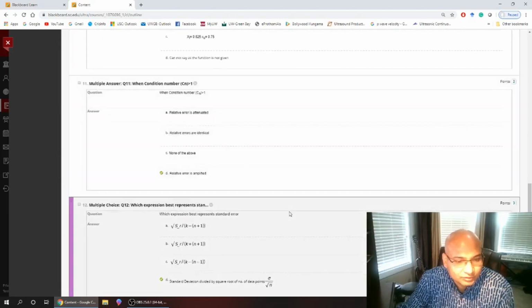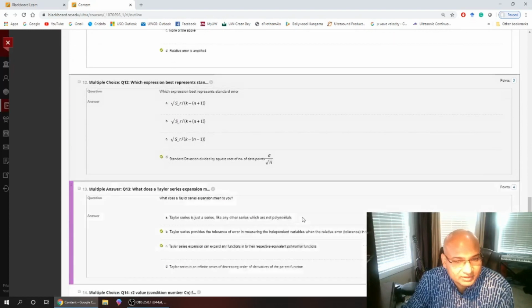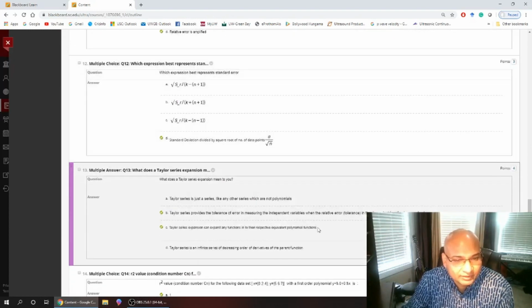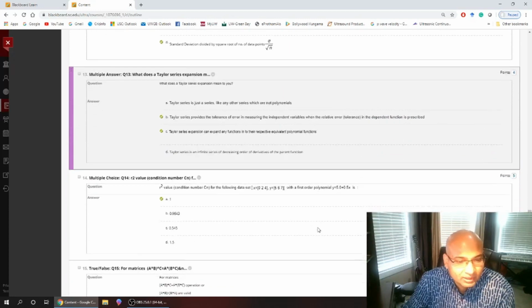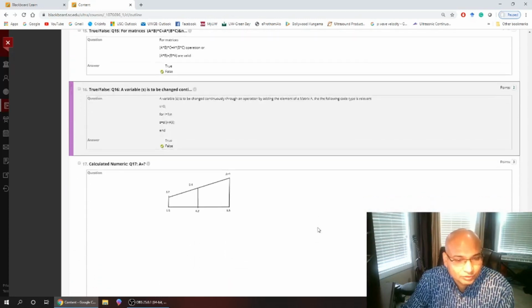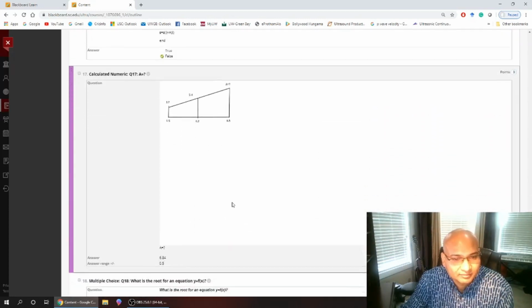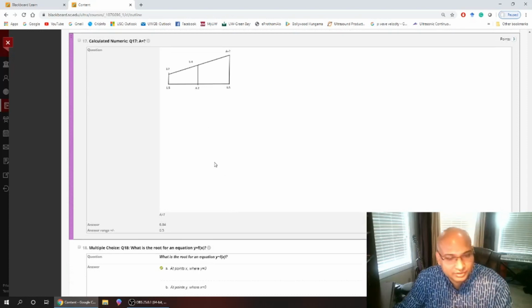I can have a true false question. I can have mathematical equations, asking whether the equation is correct or not, and so on and so forth. So there are a lot of possibilities. I can insert a picture to ask about a particular diagram and a question tied to that.